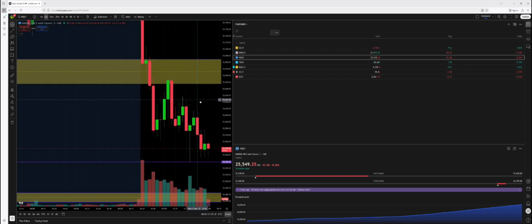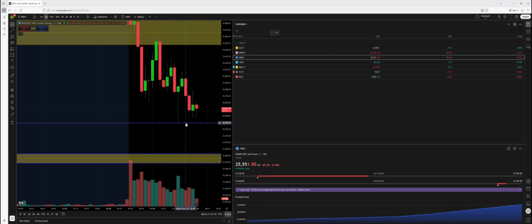I know I've talked about my entry, but like I said, it closed below. We kind of touched it, then we went down. Stop loss could have been at the top, and you would have gotten a solid 120 points as your full target.